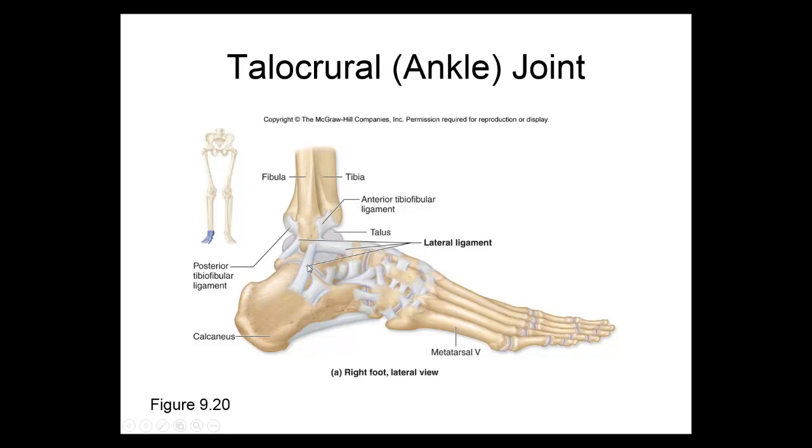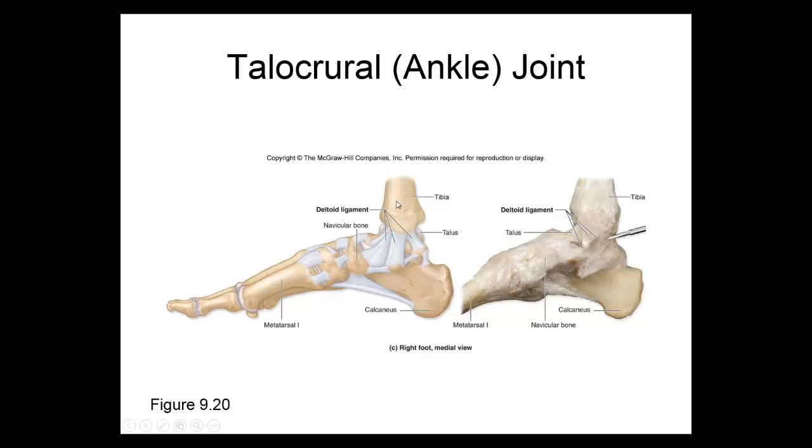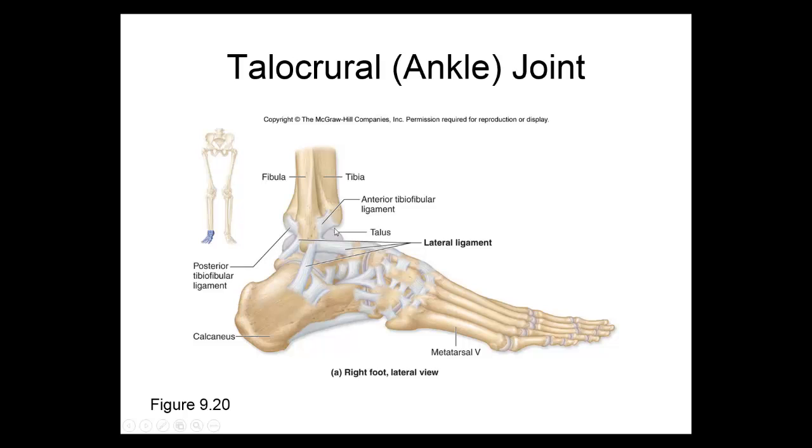On the medial aspect, I'm going to have what we call the deltoid ligament. That's between the tibia and your calcaneus, and also to the talus. So why do we call it deltoid? Because it's shaped like a delta. Remember the deltoid muscle? It's shaped like a delta. And that was our last special joint that we need to know the ligaments on.